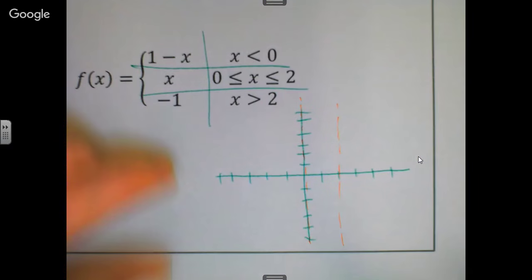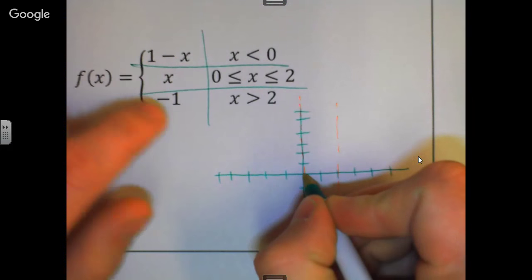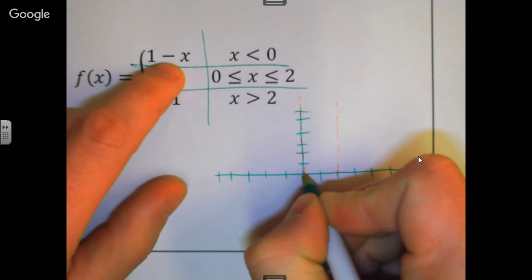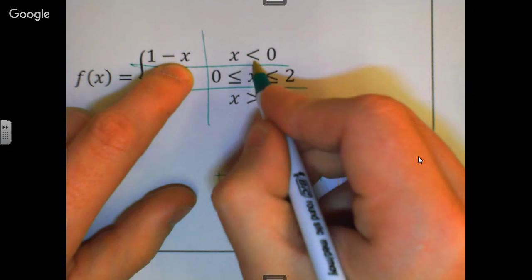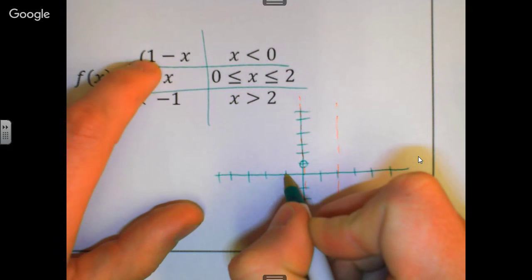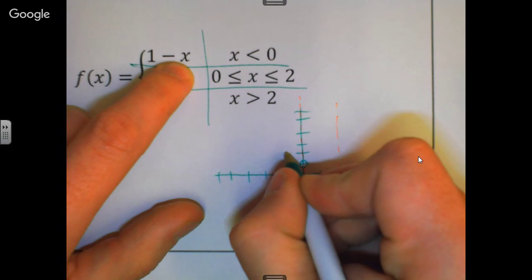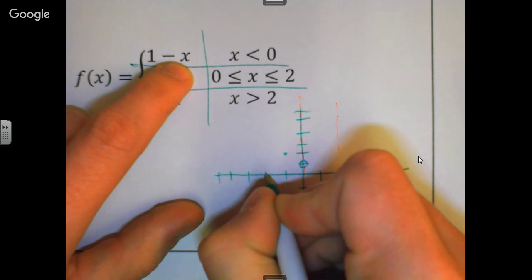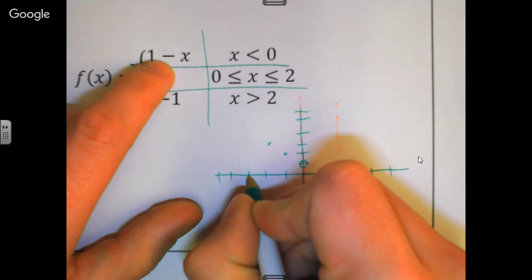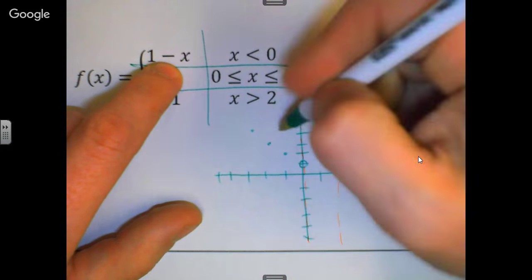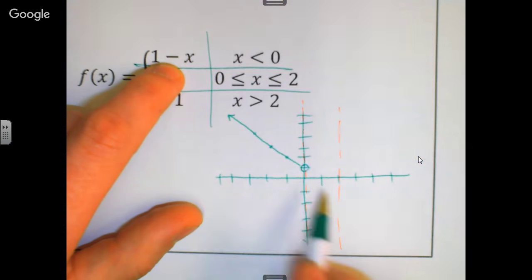Okay, so I'm going to know what's happening less than 0. At 0, if I plug in 0 here, I get 1 minus 0, so that's 1. But I have an open circle because it's not equal to. So I'll plug in negative 1. 1 minus negative 1, 2. Plug in negative 2. 1 minus negative 2, 3. 1 minus negative 3, 4. And you can probably see the pattern from there. Okay, it's a line going that way.